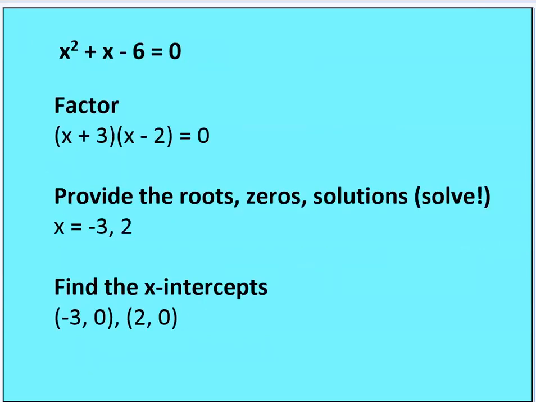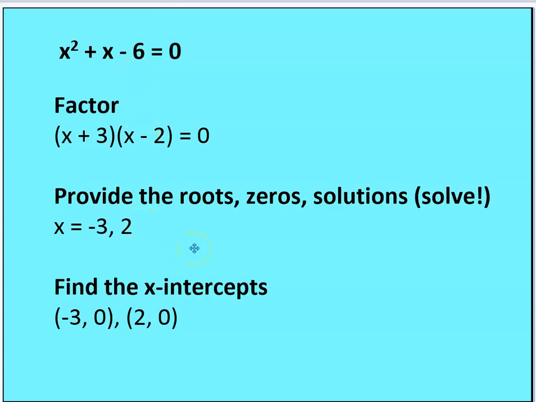First off, we need to talk about the difference between factoring, solving, and finding the x-intercepts. I have a quadratic equation here, and the instructions to factor, solve, or find the x-intercepts are all related, but they're not exactly the same. They're siblings, but they're not identical to each other. If I ask you to factor, then you're going to find the monomial or binomial that, when multiplied by the other monomial or binomial, produces your quadratic function.